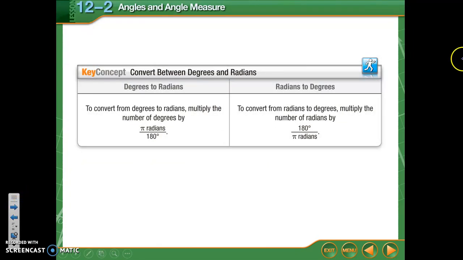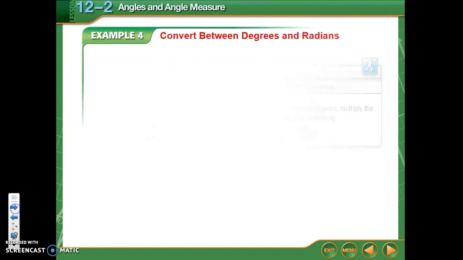Okay, so again, here's the conversion factor to see it a little bit better, and we'll talk a little more in class about what this means. But if I want to go from degrees to radians, I multiply by pi over 180, pi radians over 180 degrees. If I want to go from radians to degrees, I multiply by 180 degrees over pi radians. This is just like unit conversion or unit analysis that we've done before and that you've done in science classes.